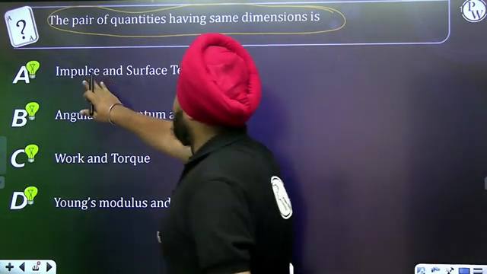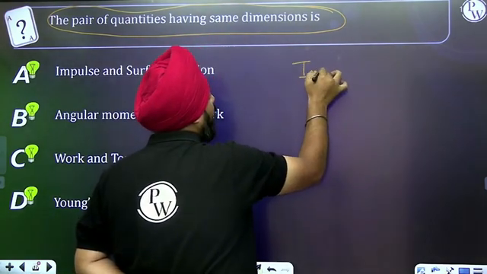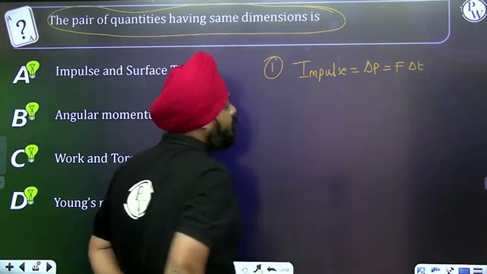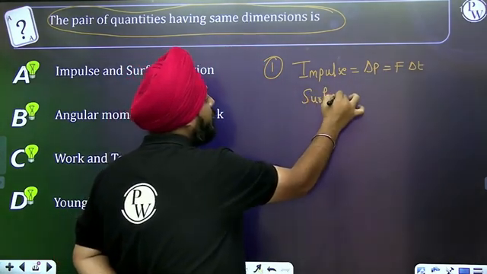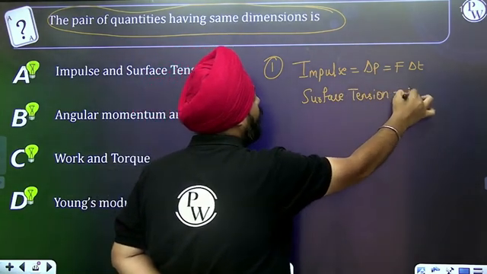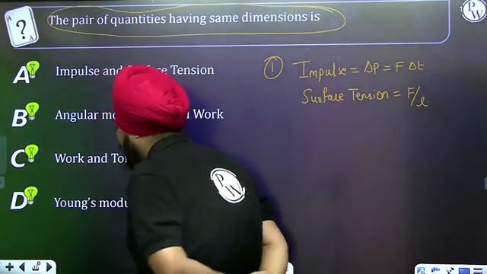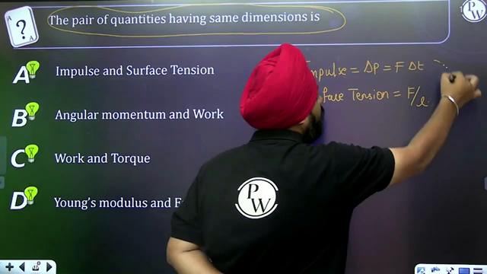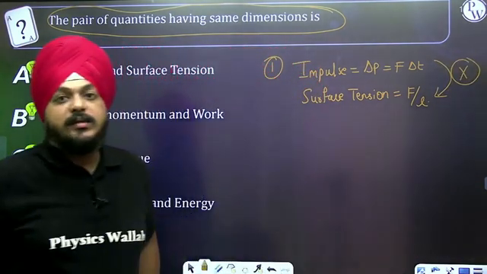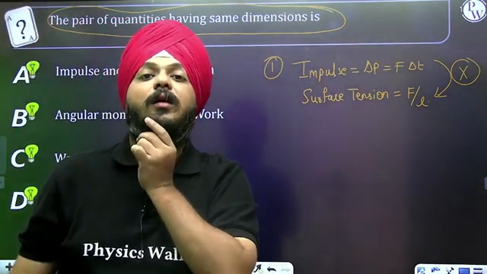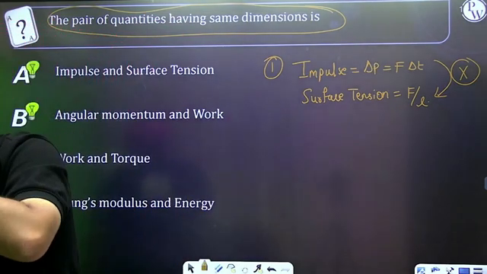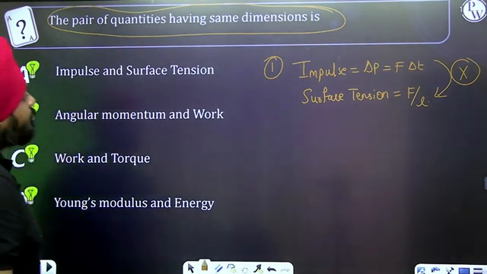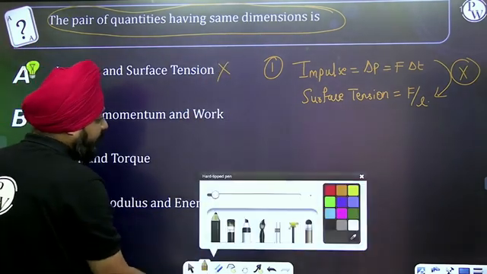Here, impulse and surface tension. Impulse is change in momentum, that is equal to force into time. Surface tension is force per unit length. Are these going to be equal? Is impulse going to be equivalent to surface tension? No, impulse is not equivalent to surface tension. It means the first option is automatically incorrect.